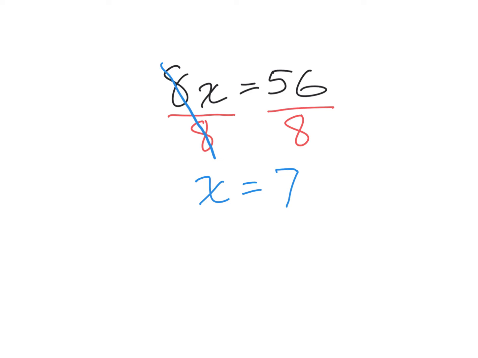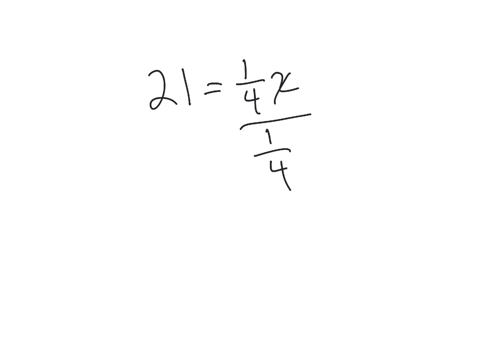Going on to our next problem, we have 21 is equal to 1/4 of x. I ask myself again, what is being done mathematically to x? Well, x is being multiplied by 1/4. At this point, I have two options. Sticking with the same pattern of doing the opposite operation, I could divide the right-hand side by 1/4. At this point, it looks really scary.